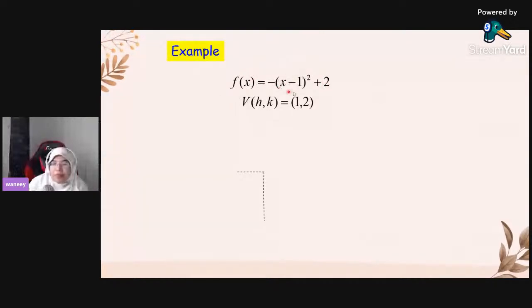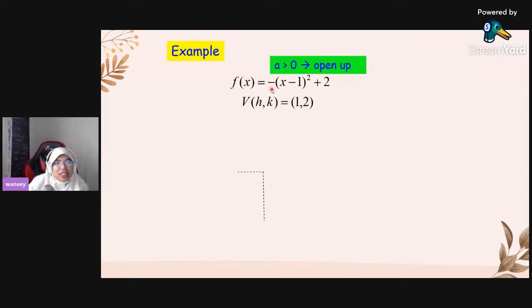So I simply take the number that is squared, let it equal to 0. So x will be equal to 1. Take the number at the back, so that one will become k. Okay, so this is definitely a sad graph. How do we know this is a sad graph? Because we have a negative sign in front here. So negative sign, this is definitely a sad graph or open downward.